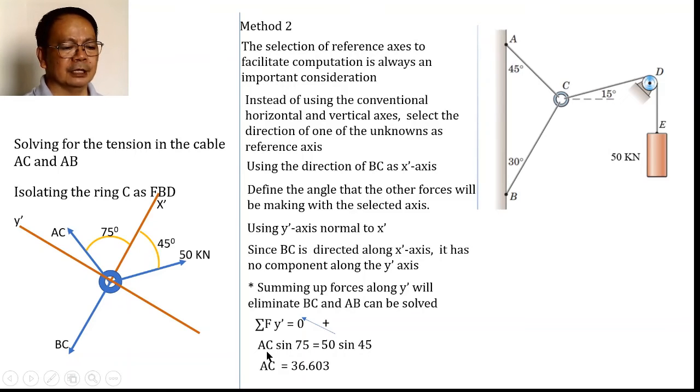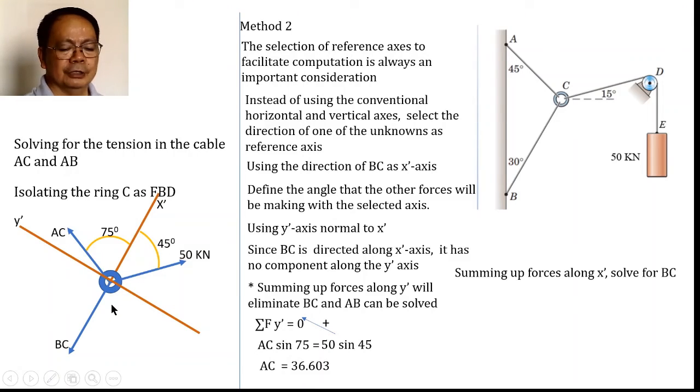And therefore, AC can be solved to be 36.603. And that is the same value that we have just taken a while ago. Now, if AC is already known, we can solve for BC by summing up forces along the x prime axis. Only now do we use this axis.